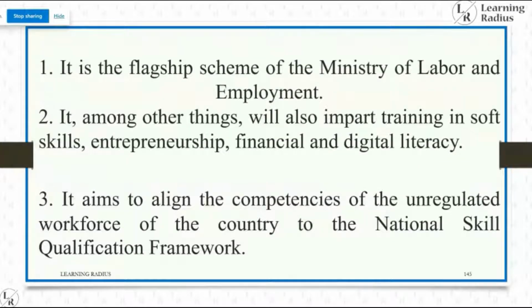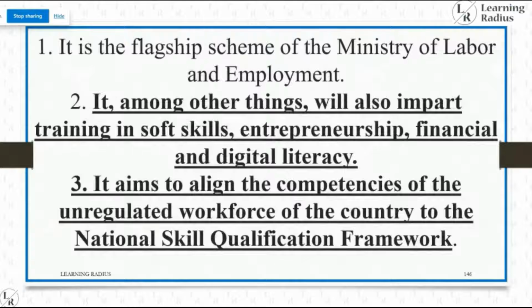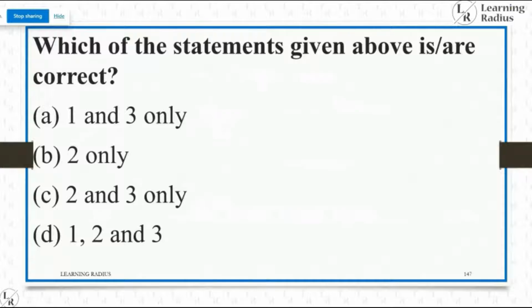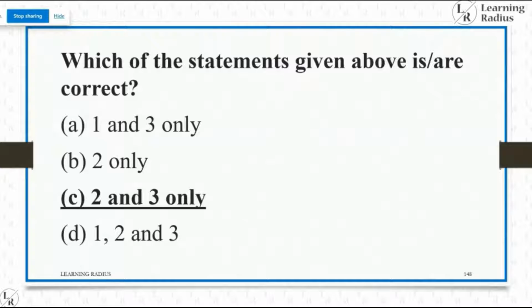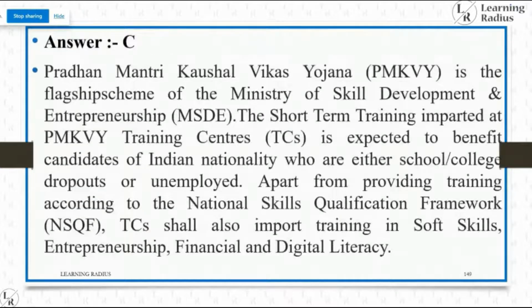The second statement, it, among other things, will also impart training in soft skills, entrepreneurship, and financial and digital literacy. That's right. It aimed to align the competencies of the unregulated workforce of the country to the National Skill Qualification Framework. That's also right. So, with reference to Pradhan Mantri Kaushal Vikas Yojana, if you look into these three statements, the first statement is wrong, the second statement is right, and the third statement is right. So the option is second and third, 2 and 3. Answer is C. Let's come to the next question.